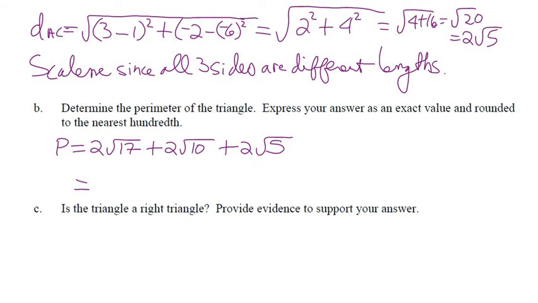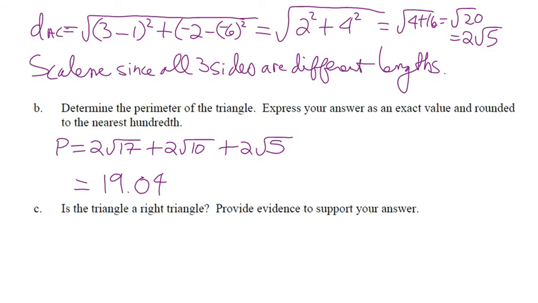Nearest hundredth. That's a 4. Okay, 19.04. If I ask for the nearest hundredth, don't go reading off decimals beyond 2, right? Round it. Is the triangle a right triangle? Provide evidence to support your answer. What would make it a right triangle? If a squared plus b squared equals c squared.